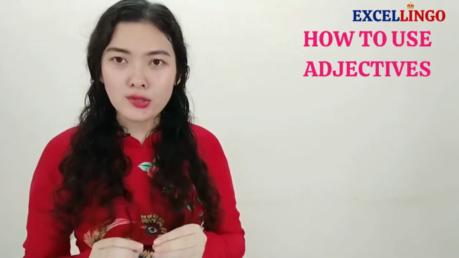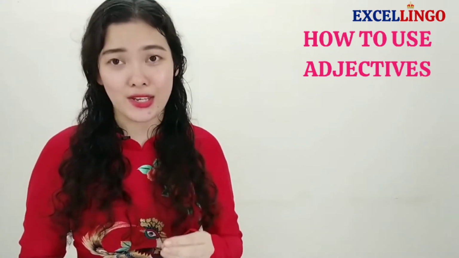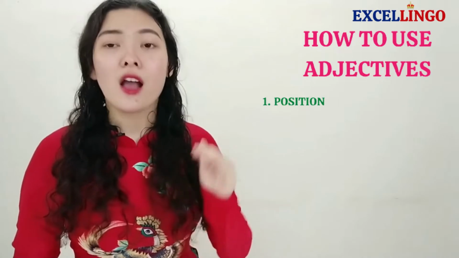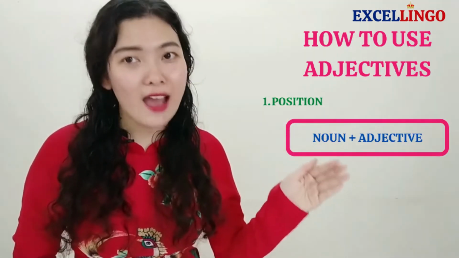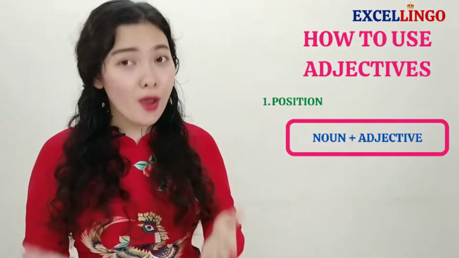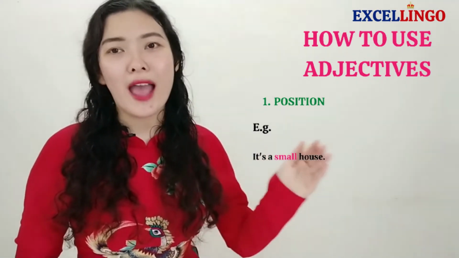One of the most noticeable differences between an English and a Vietnamese adjective is its position. A Vietnamese adjective comes after the noun which it describes.